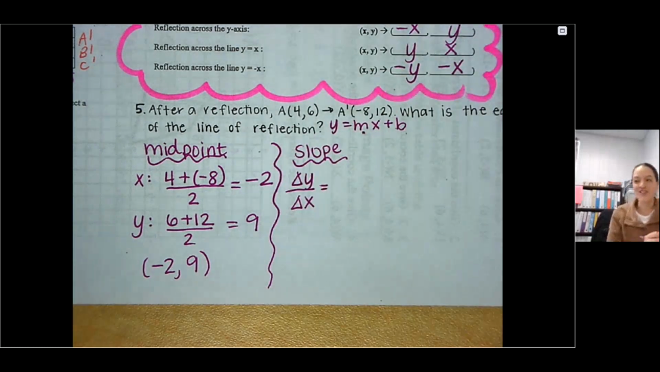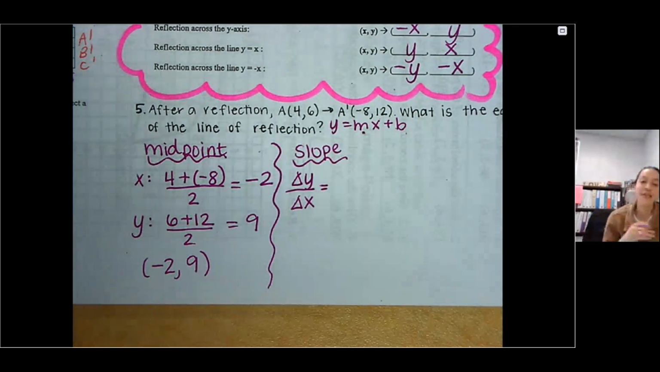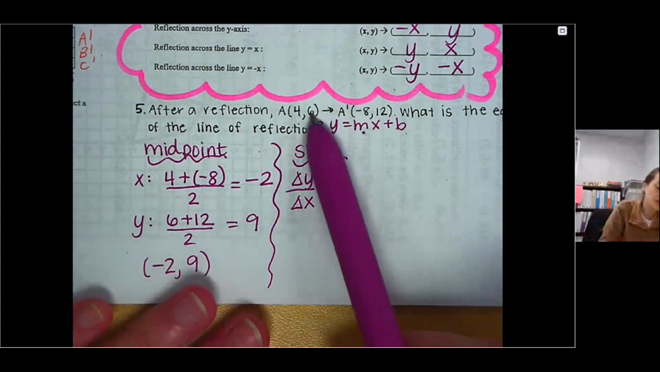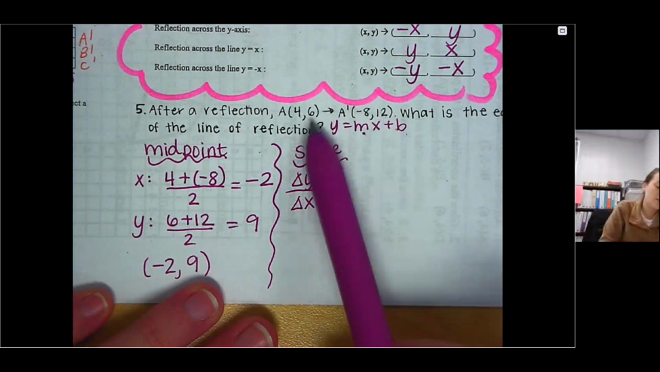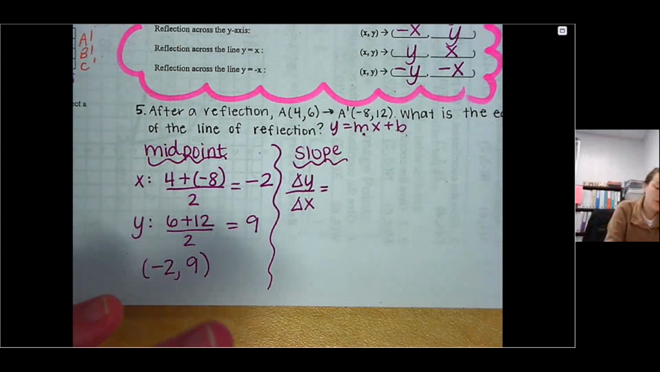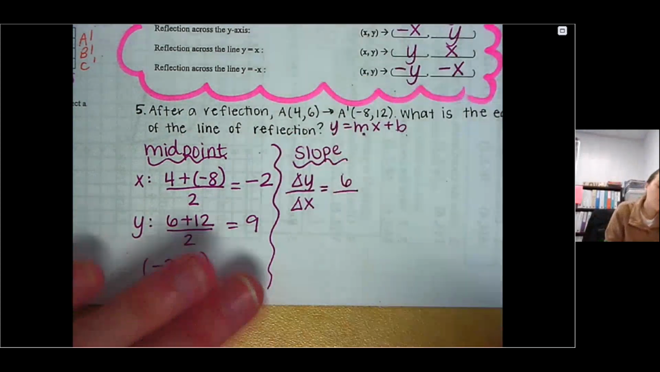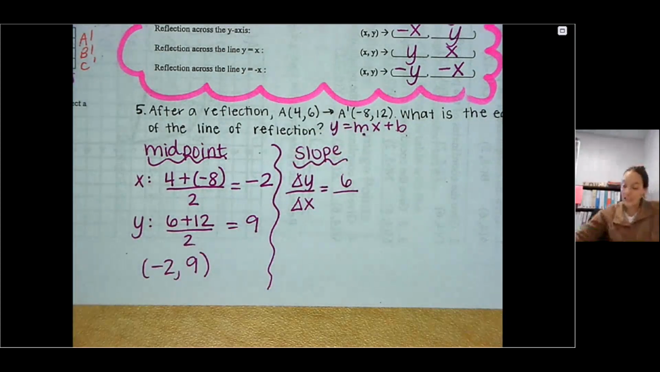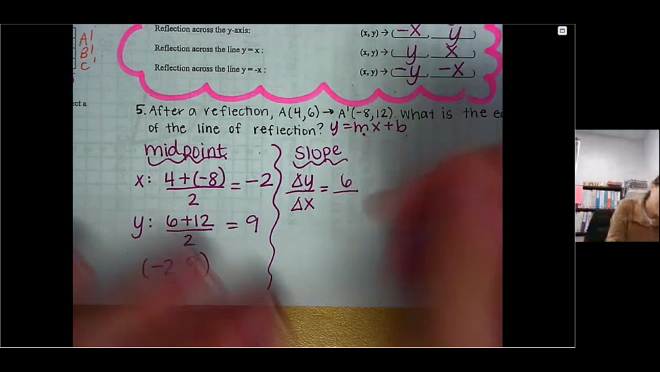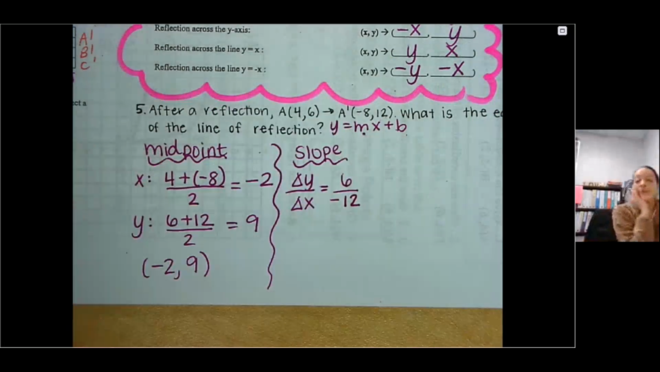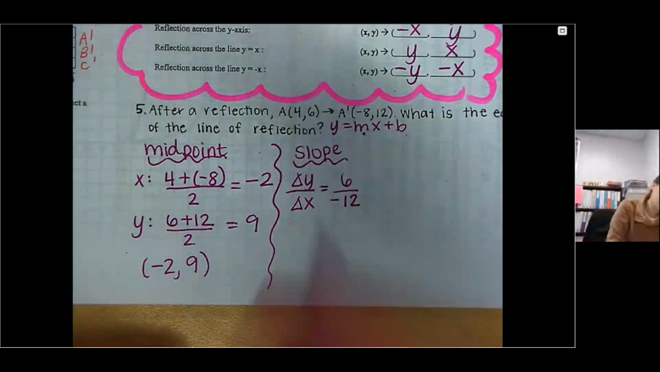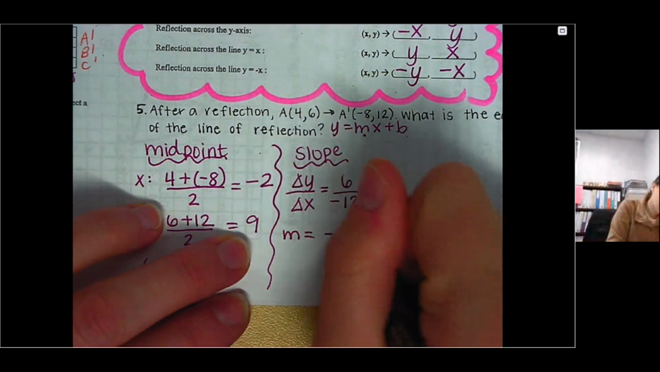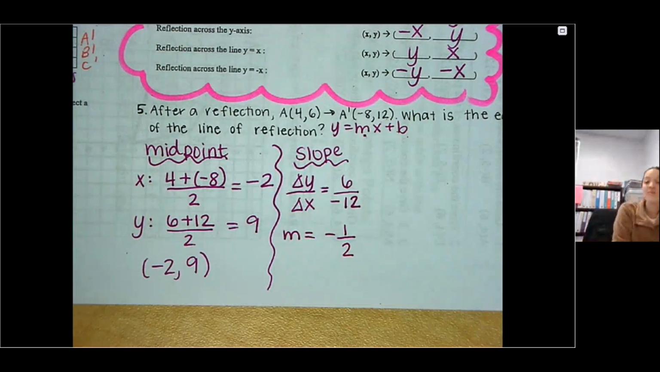How your y's change and how your x's change. So if we're looking at just our y values to get from my original pre-image to my image, going from 6 to 12, what am I doing? I'm adding 6. For my x values, to get from 4 to -8, I am subtracting 12. So my slope is 6 over -12, which I can reduce to be -1/2.